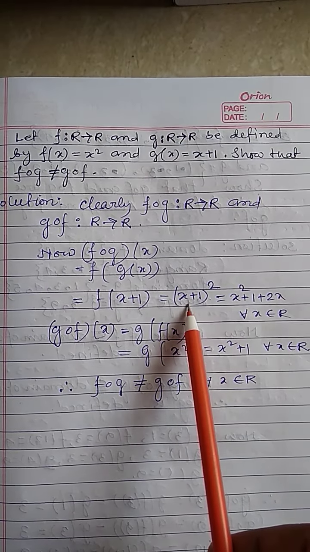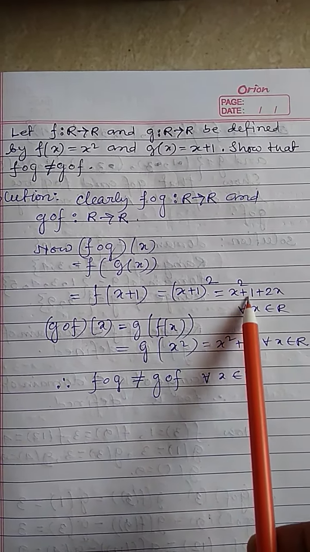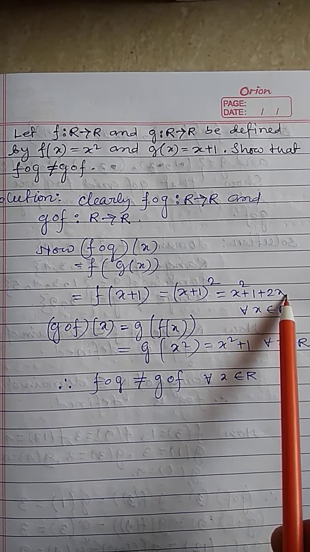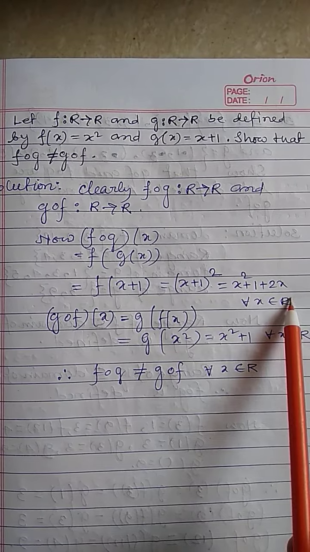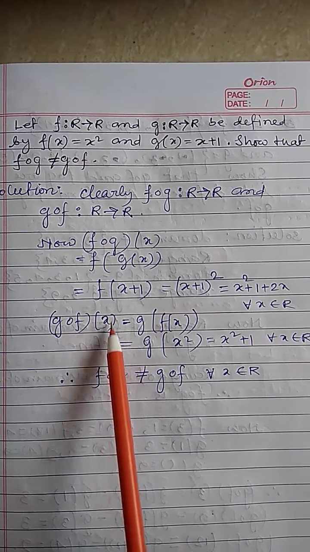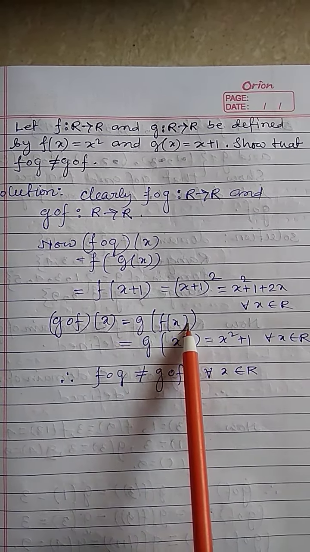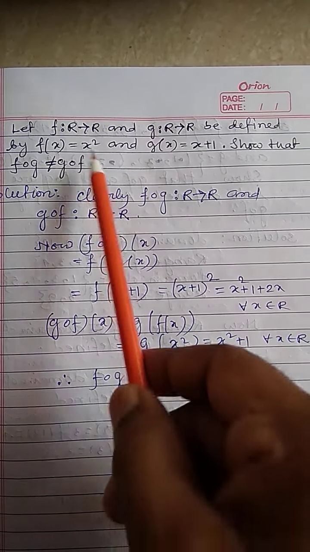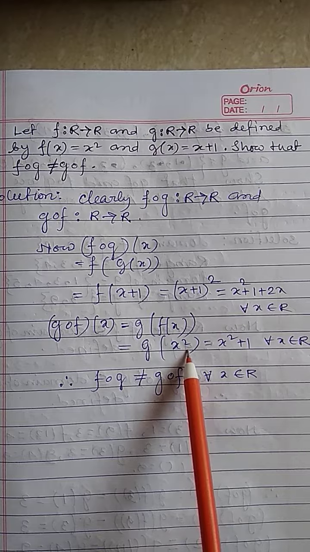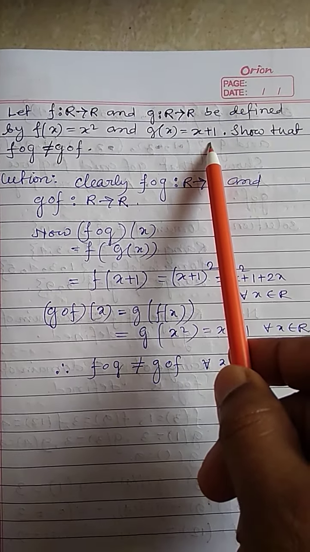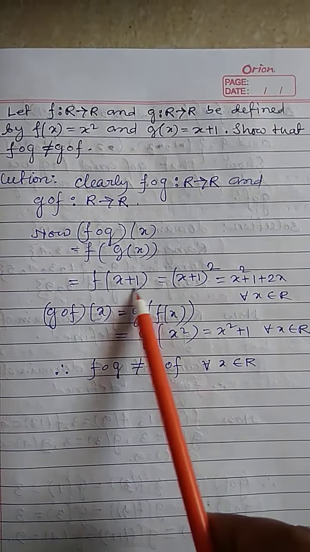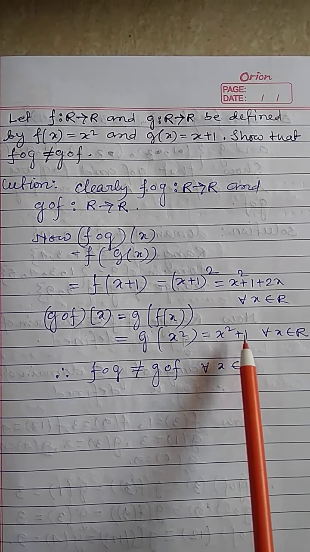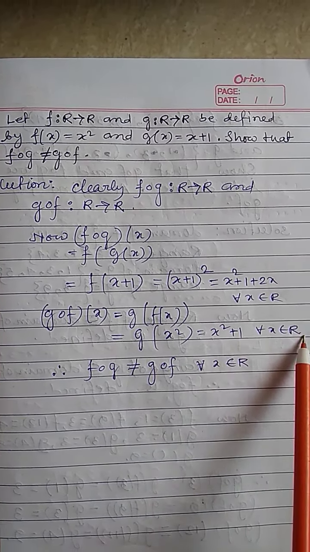By this formula we can write this as x square plus 1 square, that is 1, plus 2ab, that is 2 into x into 1, that is 2x, for all x belongs to R. Again, g of f of x, that is g of x square. Again, g of x is equal to x plus 1, so this can be written as g of x square is equal to x square plus 1 for all x belongs to R.